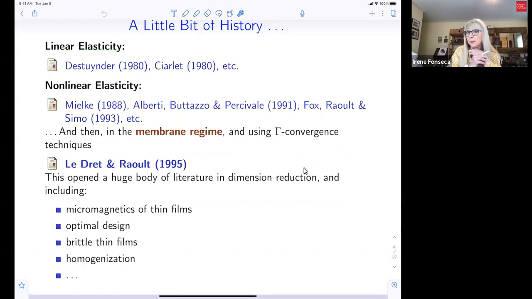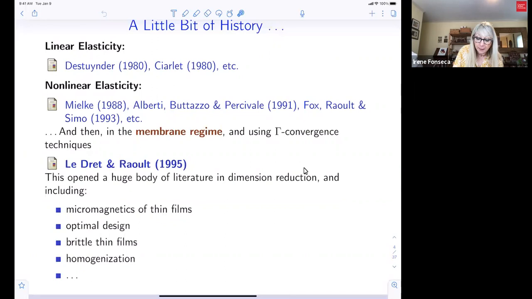Within the realm of linear elasticity, you can go back to the 80s, to Destuynder, Ciarlet, and others. Nonlinear elasticity started in the late 80s, with Acerbi, Buttazzo, Percivale, Fox, Raoult, and Simo, etc. And again, I'm not trying by any means to be exhaustive in the literature I'm providing. If your name is not there and it should be, please forgive me.